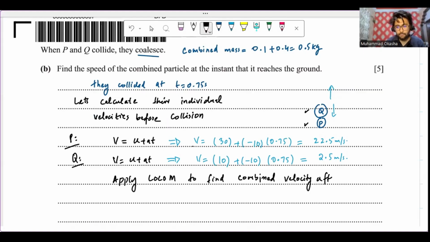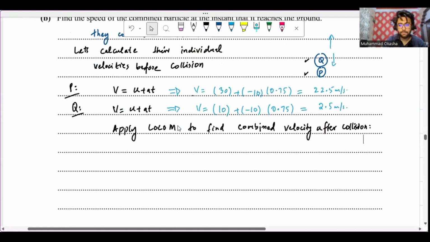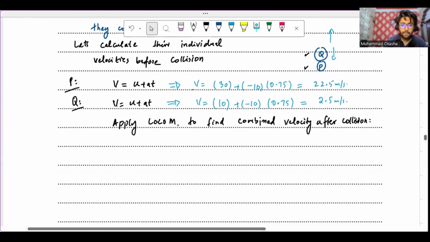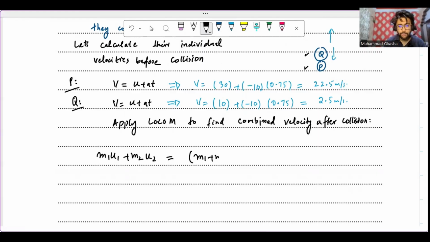After collision. Okay, so we'll apply the law of conservation of momentum very, very carefully. We'll use m1u1 plus m2u2 is equal to, because the bodies are coalescing, which means their masses are added, they will have a final velocity of v, right? Let's put in their masses.